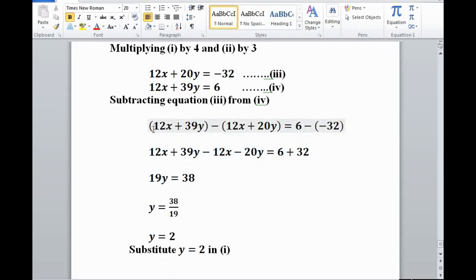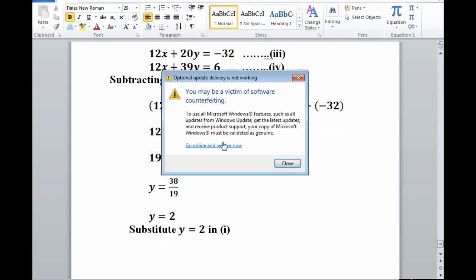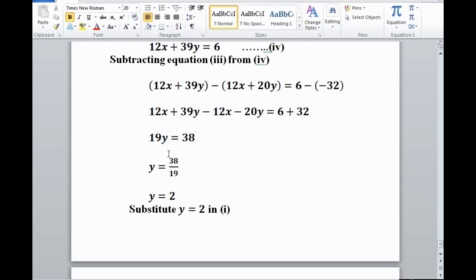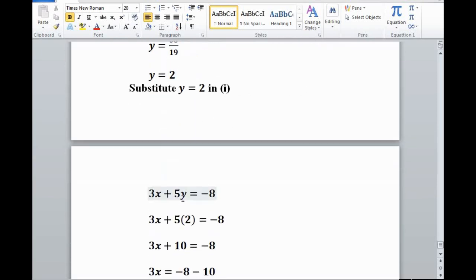So simplification, I'll write 12x plus 39y as it is, and I'm going to multiply this negative sign by positive 12x and positive 20y. So negative 12x, negative 20y equals minus multiplied by minus, it's plus, and 6 plus 32 equals 38. Here on the left side, positive 12x will cancel out negative 12x, and 39y minus 20y equals 19y. And then y equals 38 upon 19, and 19 times 2, 38. So substitute y equals 2 in equation 1 to find the value of x.